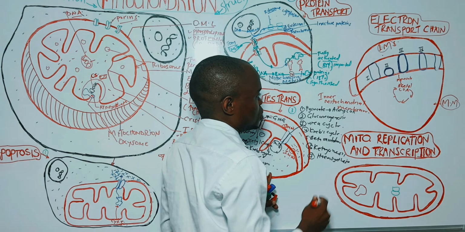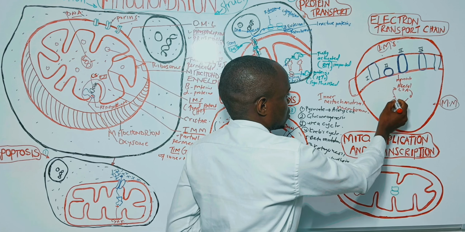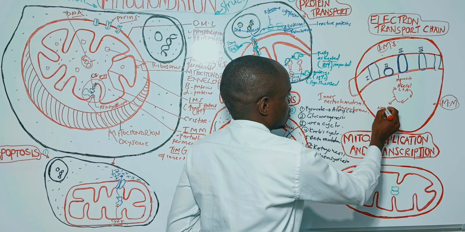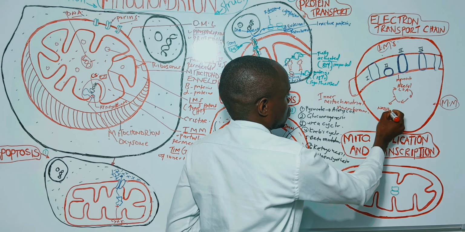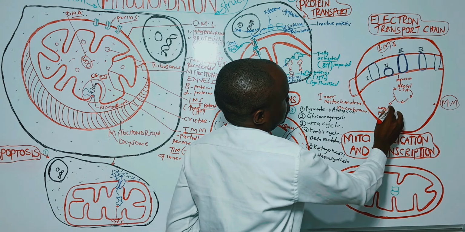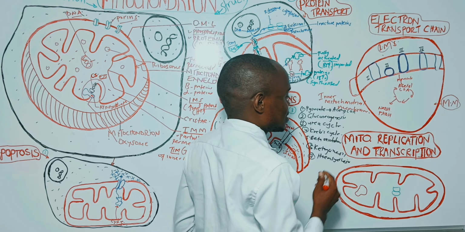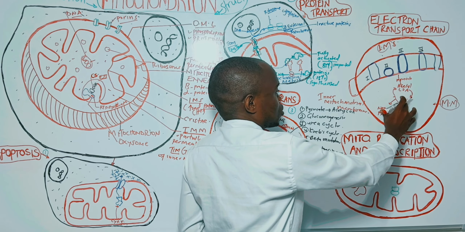Then during this process, we have the formation of what we call the energy carriers, like NADH2 and also FADH. These are carriers. Now, this is what we call the Krebs cycle.